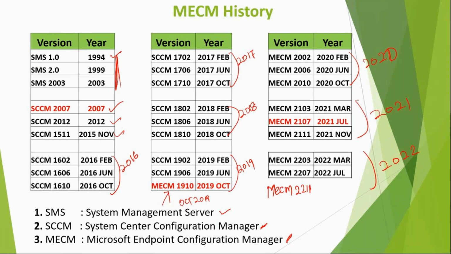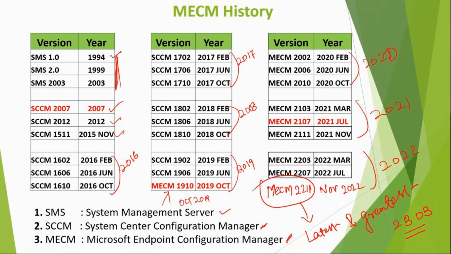Now 2211, when was it released? November 2022. This version 2211 is the latest and greatest version of SCCM. Now this year, 2023, they are going to release 2303, that is 23 for the year and 03 for the month of March. They have already released the technical preview. So 2303 is going to be the version which will be in production after a few days from now. So 2303 will be the latest and greatest version.